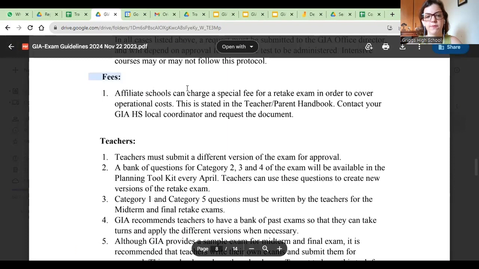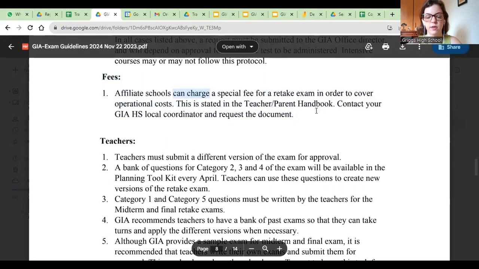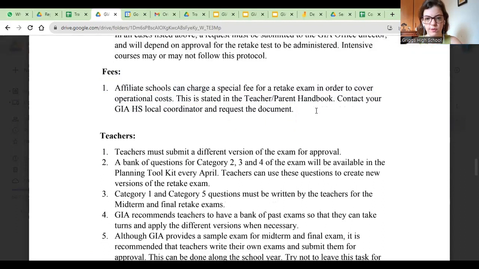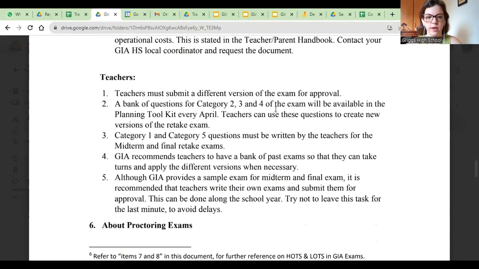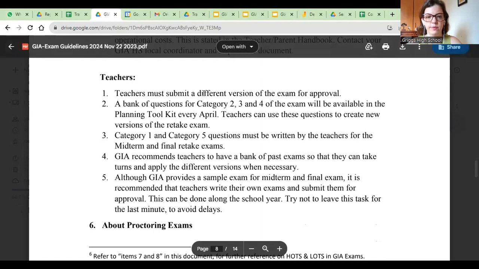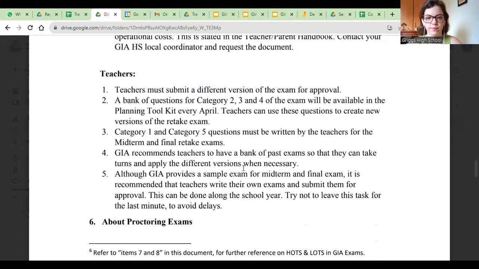Then about fees, you have to check with your school, okay? Affiliate schools can charge a special fee from the students, but then it's different from school to school. And you will have to submit a different version of the exam for approval.